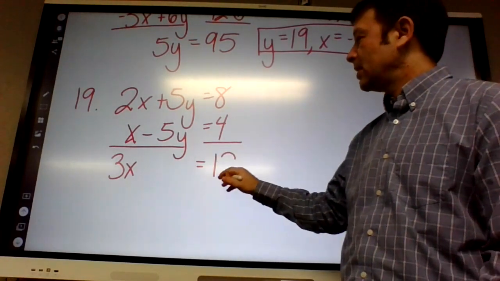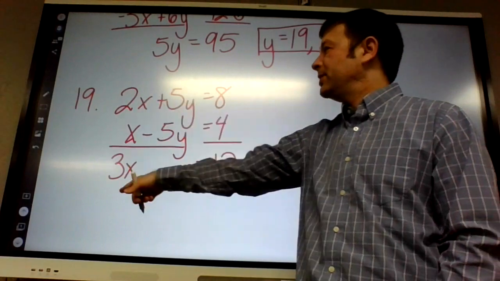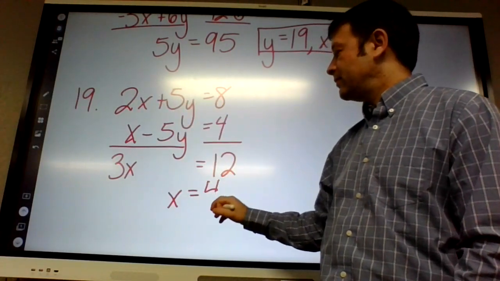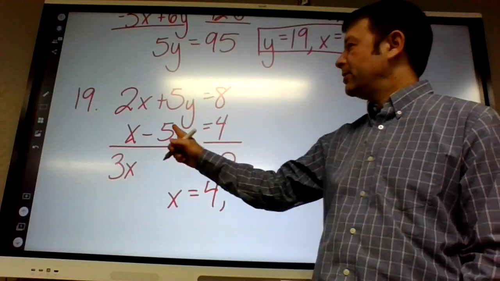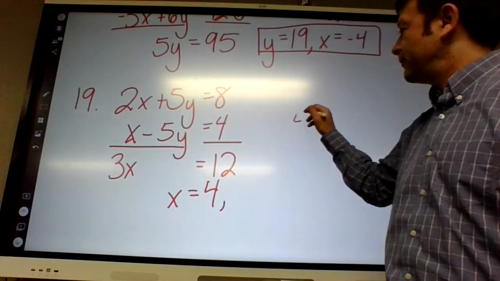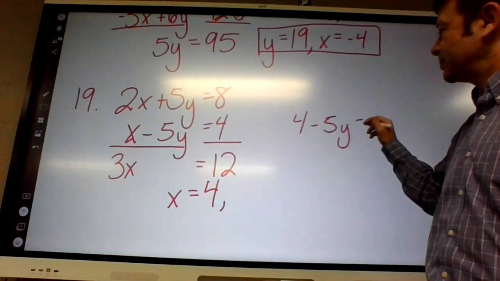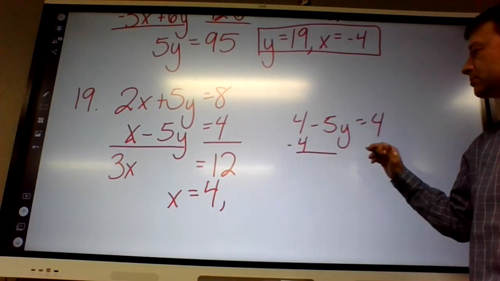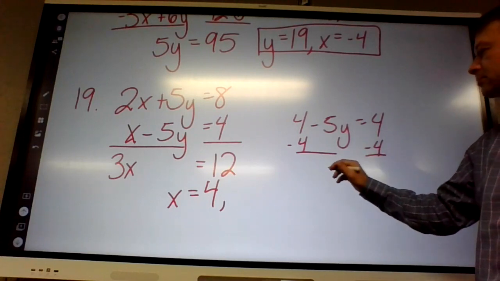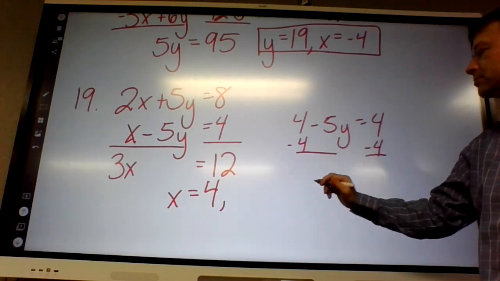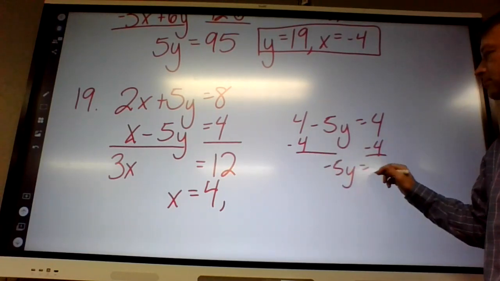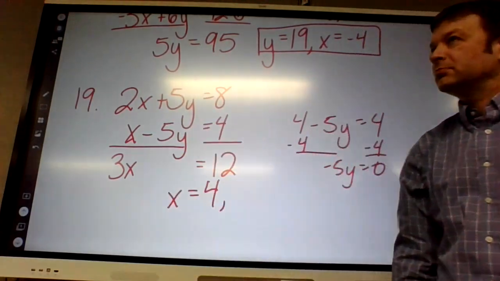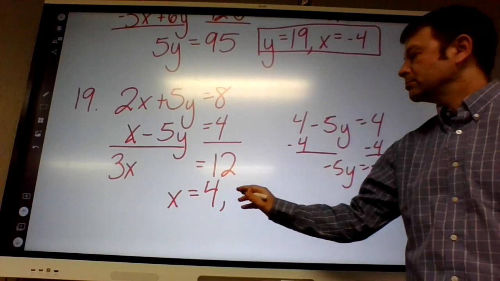It's real weird. Okay, so 3x equals 12, so x is 4. And I'll put 4 right there. 4 minus 5y equals 4. You guys see what's coming here? I see it miles away. Oh, they were already in the form.